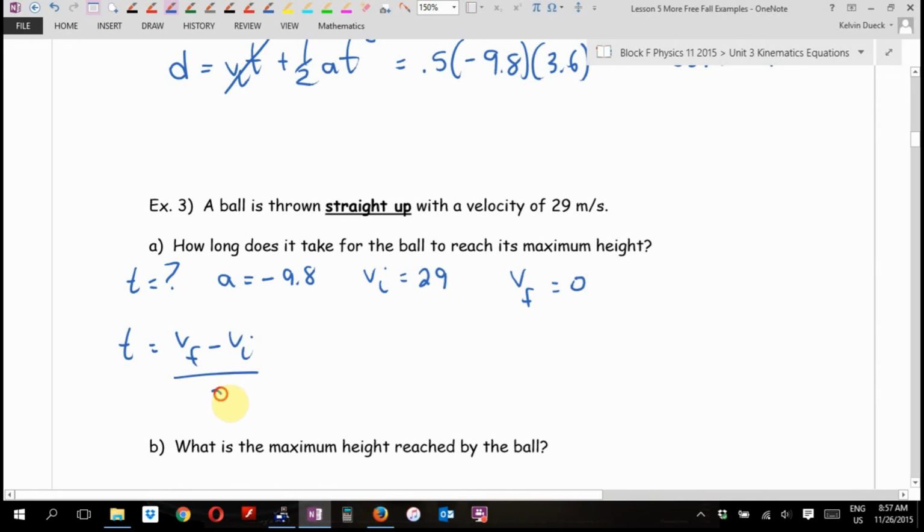Remember how foreign that seemed about a week and a half ago? There you go. Now it's plug and chug. By the way, time, scalar or vector? Scalar.